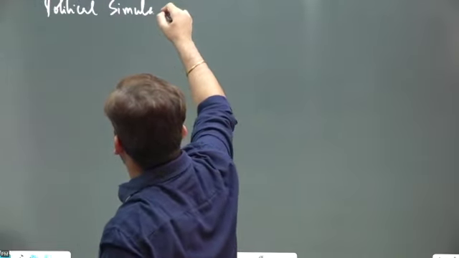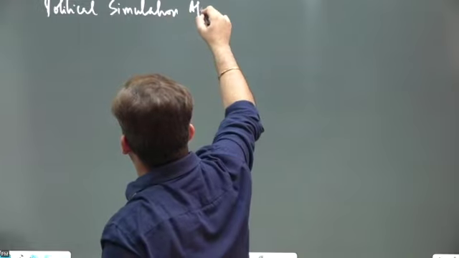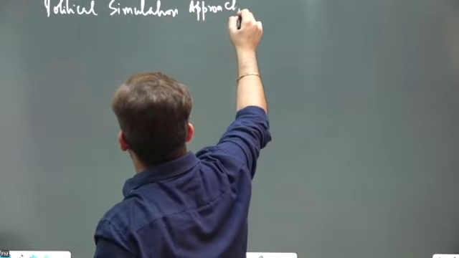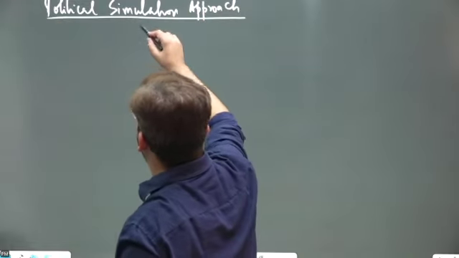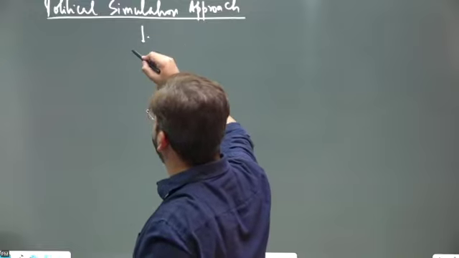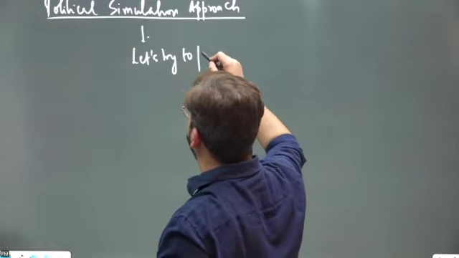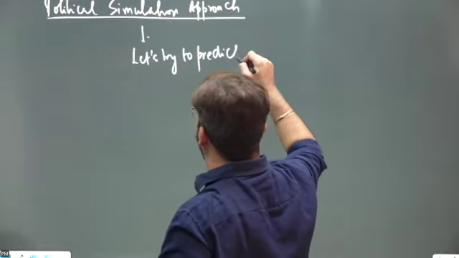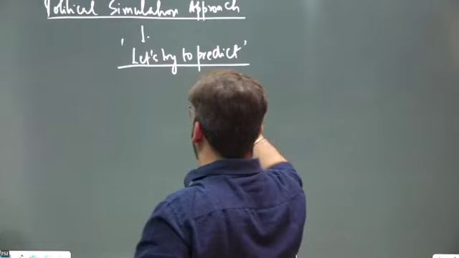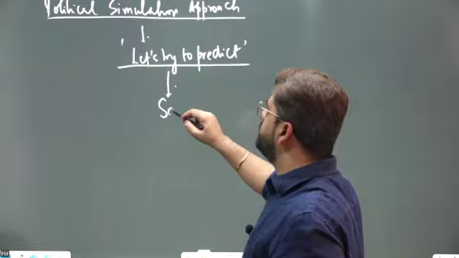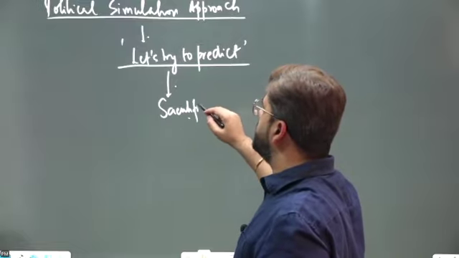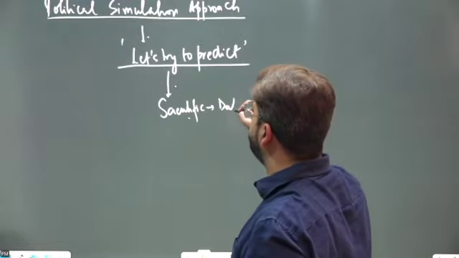Political simulation approach, as the name suggests, is very easy. It tries to simulate. Simulate is, let's try to predict. But this try is scientific. Okay, based on numbers, data.